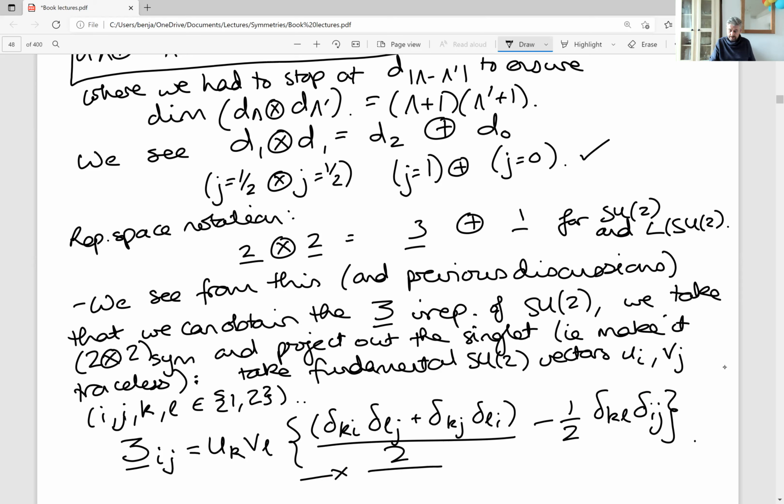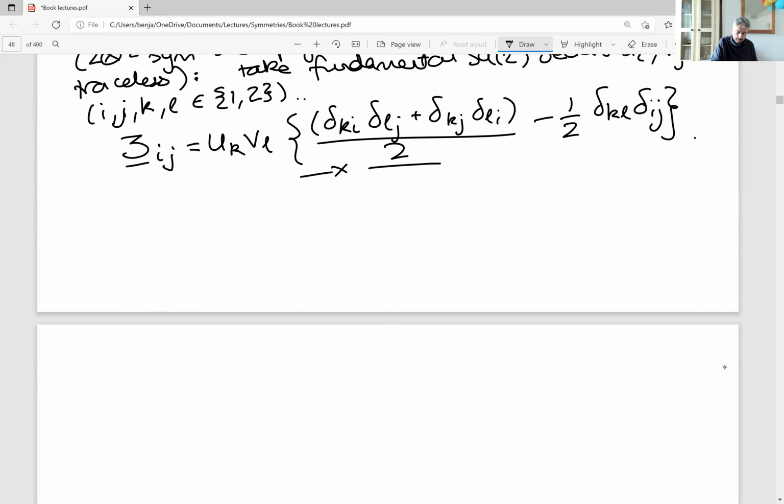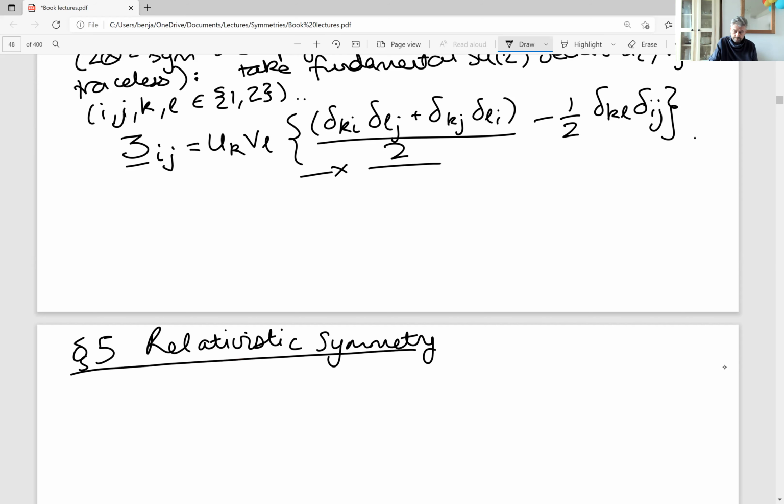Good. So this concludes our discussion of the Lie algebra of SU2. It also finishes this chapter on SO3 and SU2. And we can start on the next chapter, chapter 5: Relativistic symmetries. So there are more than one, so I should say symmetries.